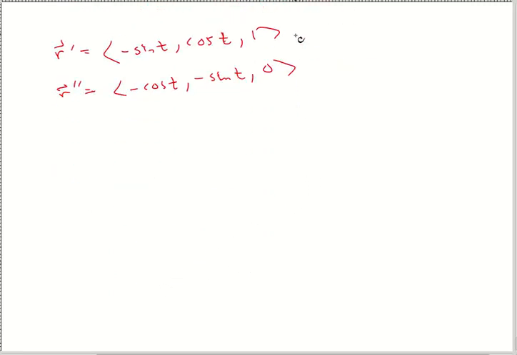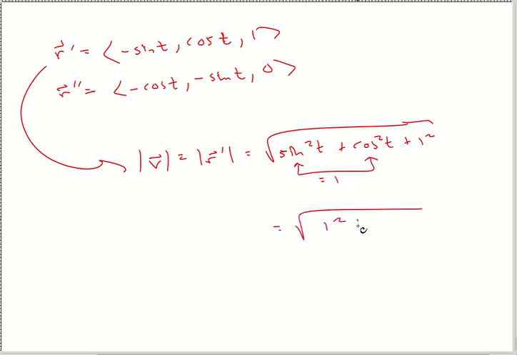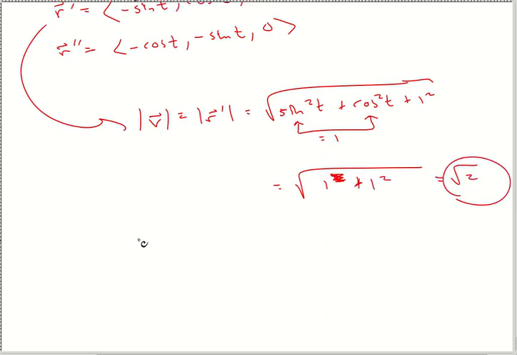One thing to note along the way, because we'll be using it. What's the magnitude of r prime? That's in both formulas. Might as well do it. So square root of sine squared plus cosine squared, and then plus 1 squared. This part right here makes a 1. So then we got 1 squared plus 1 squared, so we got square root 2. So that's going to be used in the denominator of both of these.